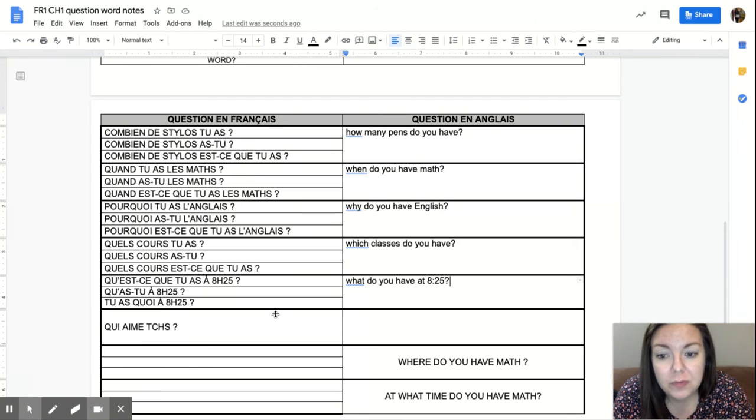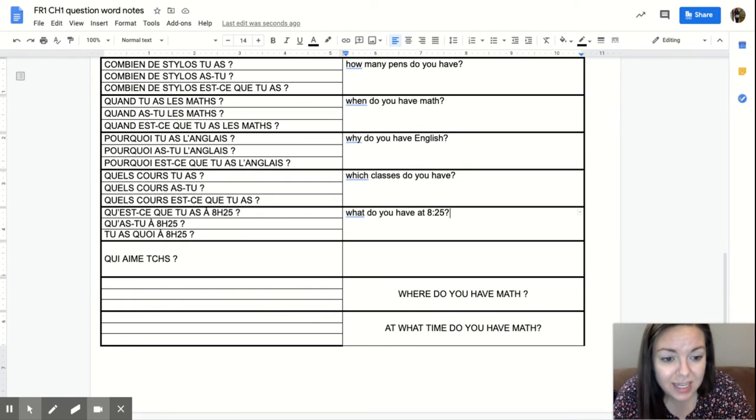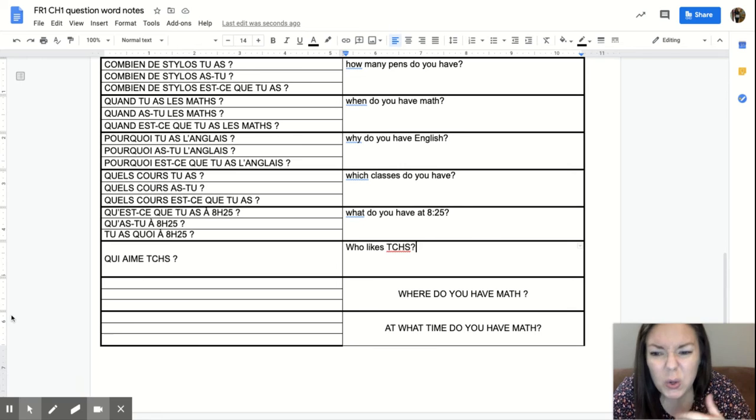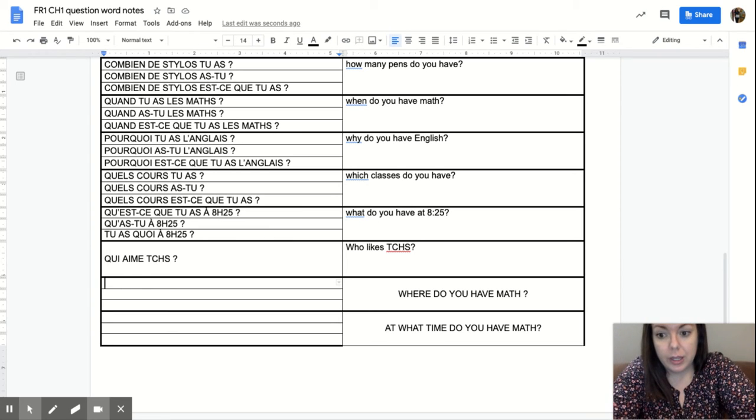One more from French to English. Qui aime TCHS? Pause your video, write the answer. Okay, en anglais, who likes TCHS? Who likes Tate's Greek? All right, now we're going to do the reverse on these 3. So we have these 2 questions. Where do you have math? And we're going to write these questions with inflection, inversion, and est que.